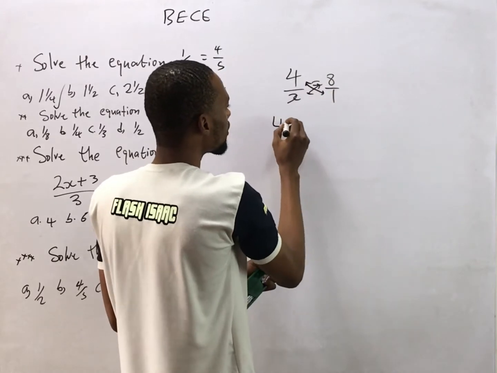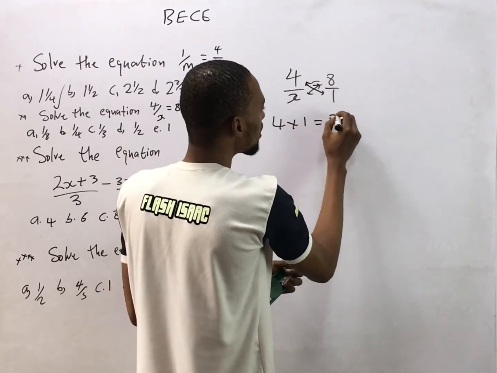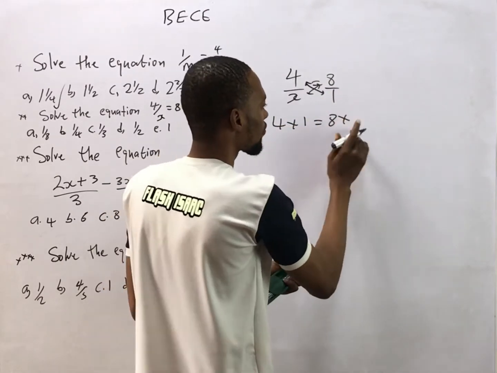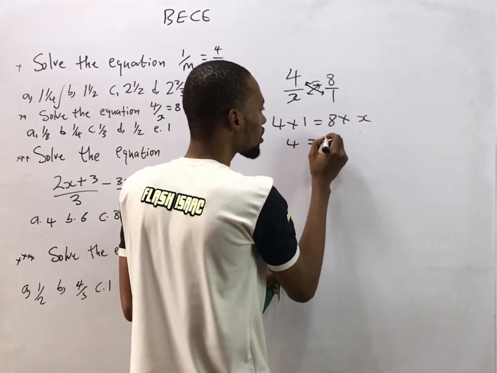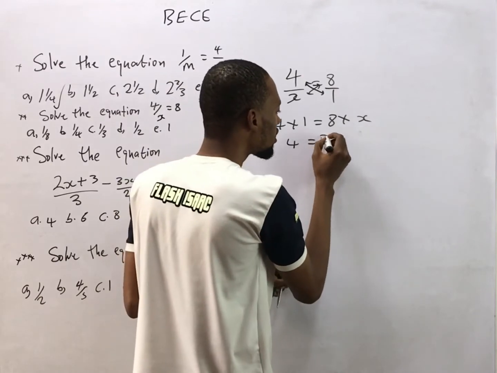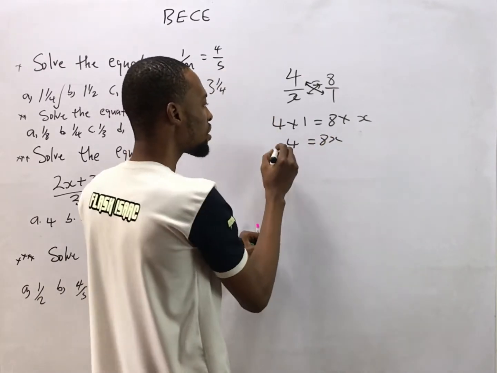So this will give you 4 times 1 is equals 8 times s. So 4 times 1 will give you 4 is equals 8 times s will give you 8s. So let's divide both sides by 8.